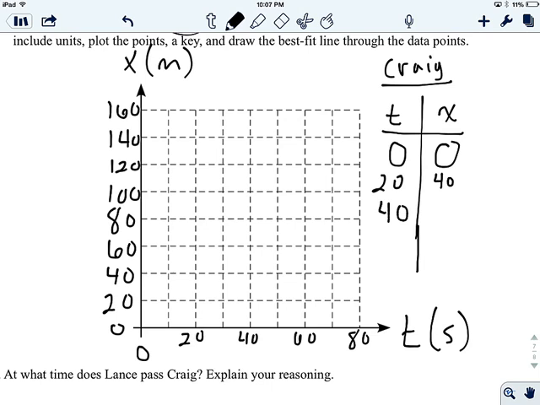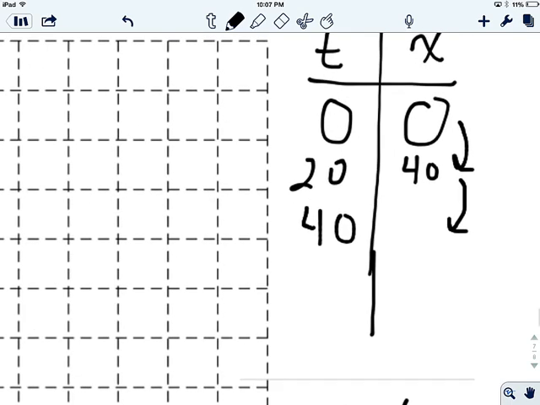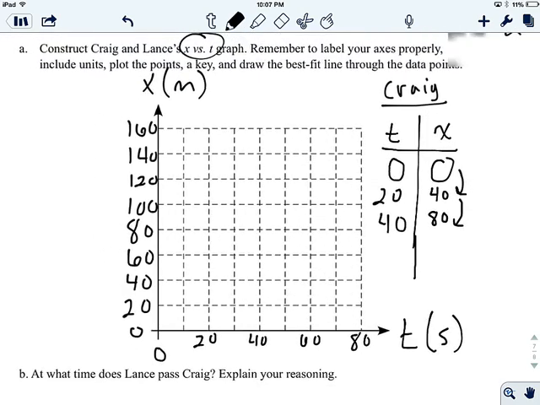I know that since he could go 40 meters from here to here, he's also going to go 40 meters from here to here, which makes 80. So in another 20 seconds, he travels another 40 meters. And then it's going to follow the pattern. 60, he's going to go another 40 meters, so what's 80 plus 40?